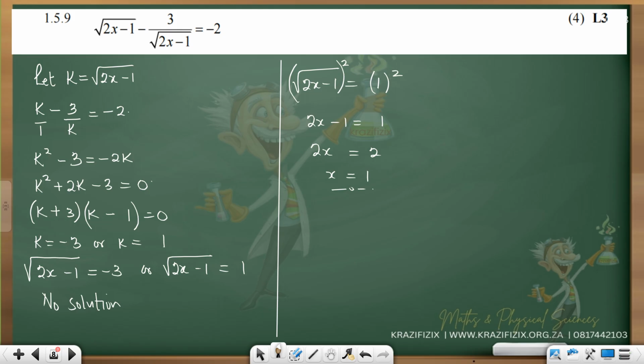Chris, you said x equals 1 is invalid. Can we test? Let's test quickly if this is invalid. The root of 2 times 1 minus 1, minus 3, over root of 2 minus 1. That is 1 minus 3 over 1, and that would be negative 2. So it works. It works. Please write this down. Then I'm going to do it in another way, going the third way. This is very, very beautiful.